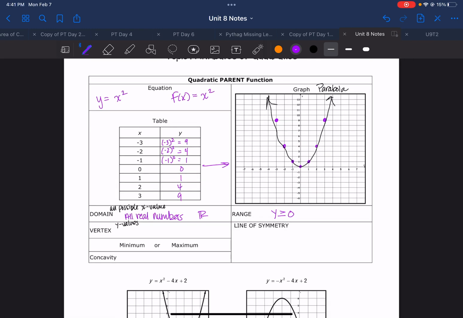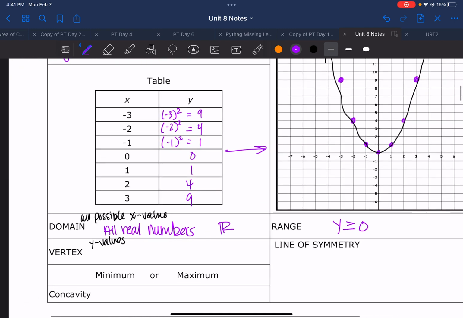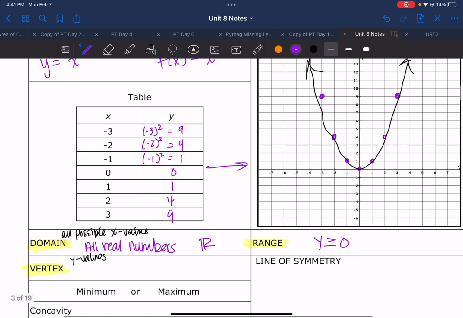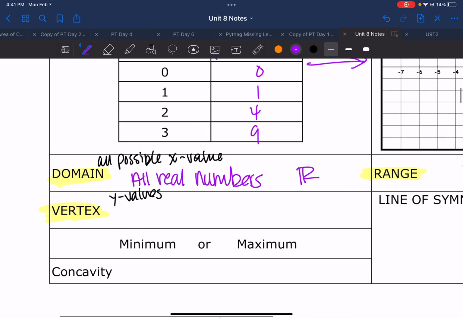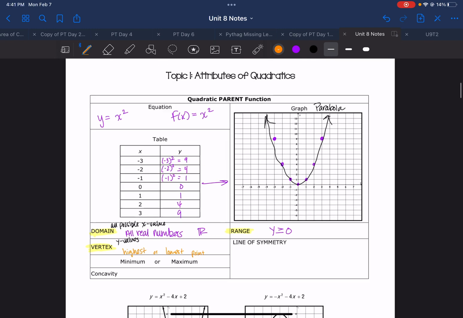And then what else do we have here? Let me go and highlight some stuff real quick. We have domain, we have range, we have a vertex. Now our vertex is basically the highest or lowest point. So we have either the highest or lowest point.